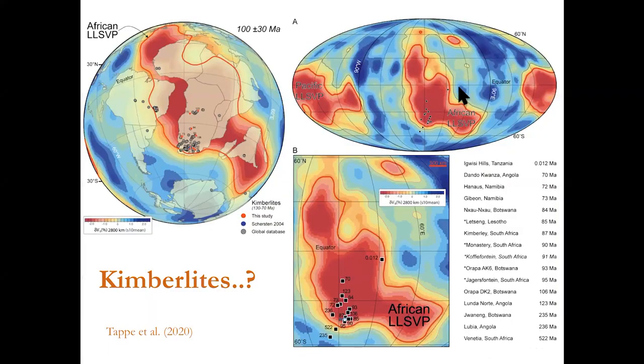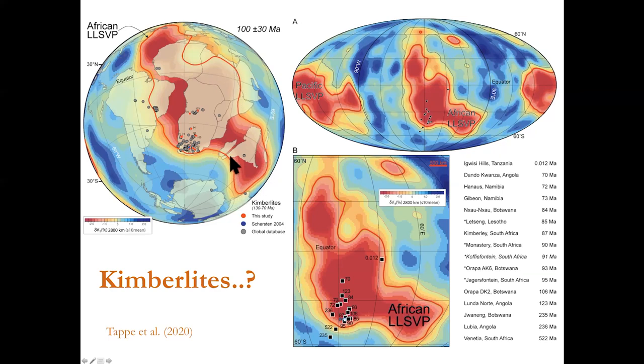So how does this fit to Kimberlites? And that's sort of where this study comes in. We have taken samples from most Kimberlites of sub-Saharan Africa, going from Tanzania, Angola, Botswana, all the way into South Africa and Lesotho, including also Namibia. You see this here. And we have reconstructed their positions relative to this African LLSVP that you see here again.